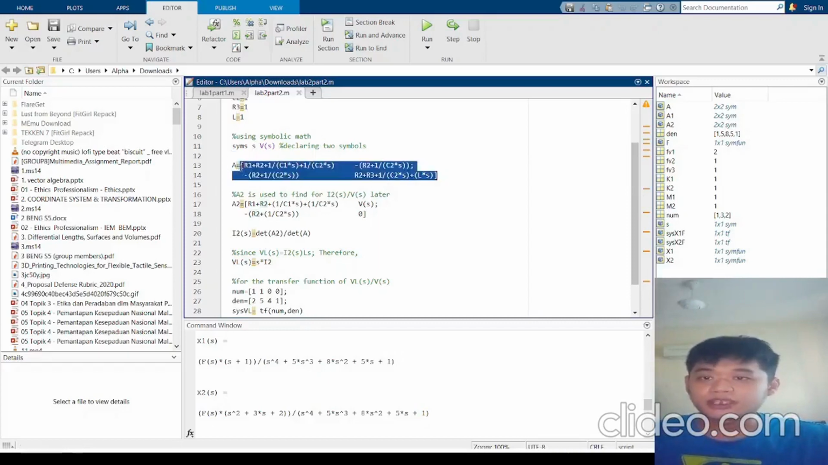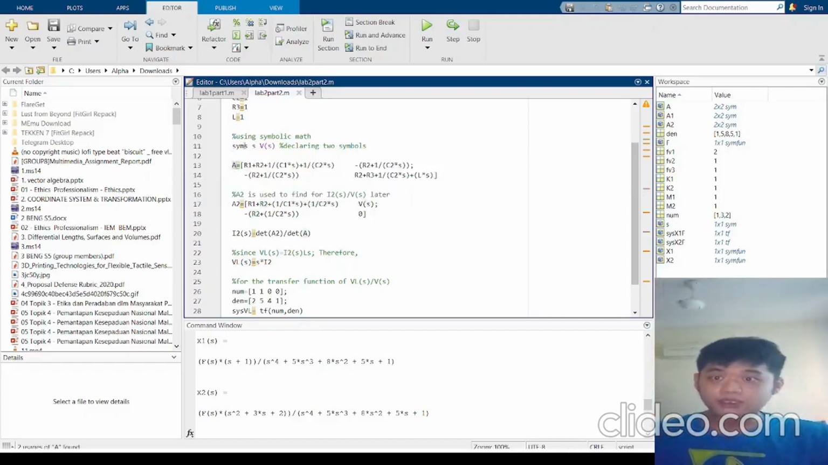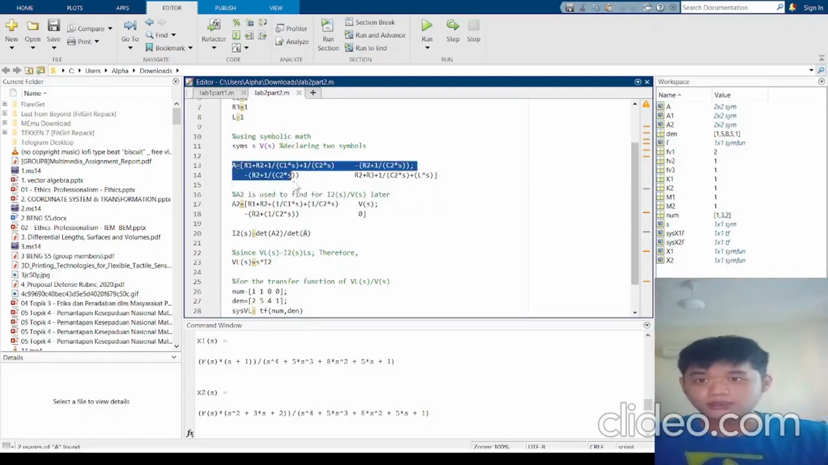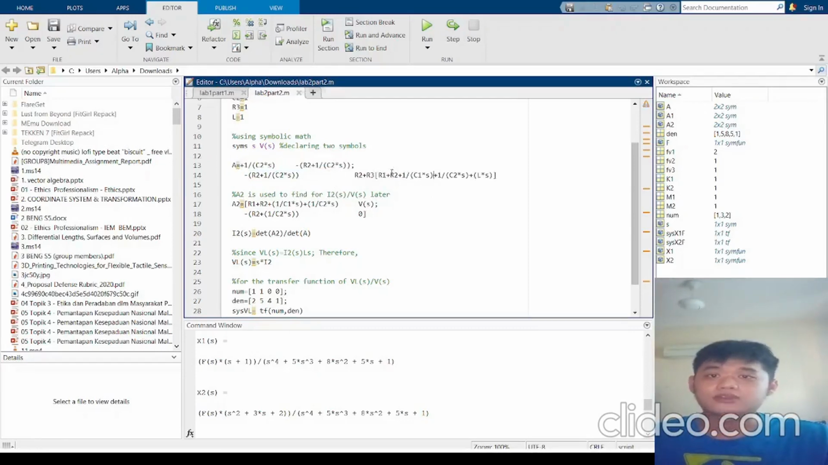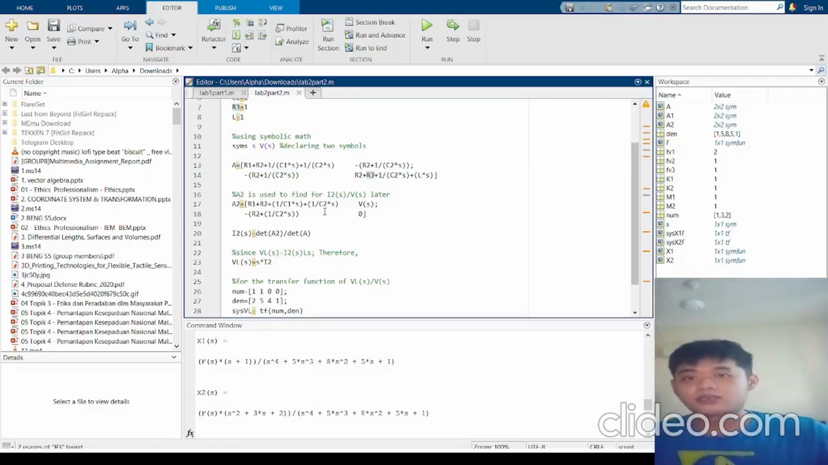Then from the first equation, we're going to get the A, which is the same thing for the normal matrix. We're going to get the R1 plus R2 plus R plus R1 divided by the C1S plus 1 or C2S. Then same, we can basically just get all this matrix from the calculation part and put it here, and don't forget to put the semicolon to break it into the same row to get the 2 times 2 matrix form.